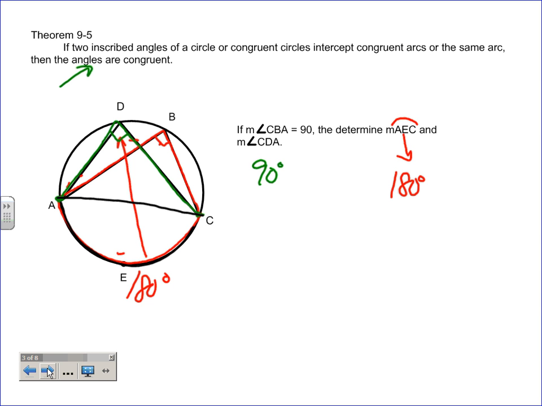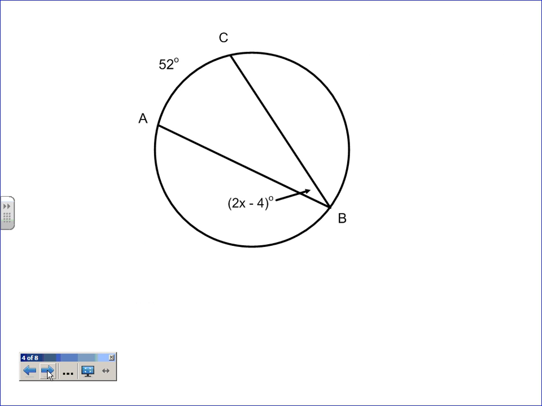Okay. Any questions on inscribed so far? How you doing? You doing all right? Uh-oh, algebra.